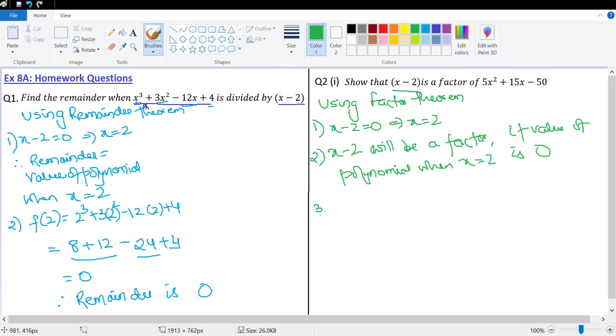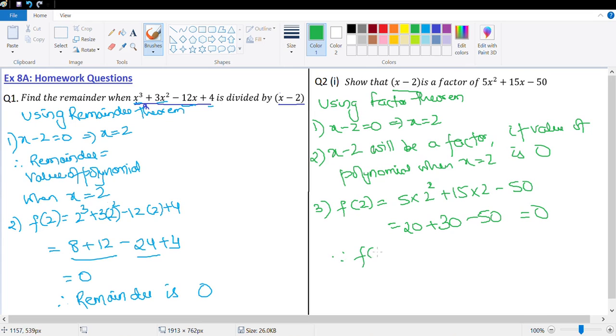So let's find the value of the polynomial when x is equal to 2. So f of 2 would be equal to 5 multiplied with 2 square plus 15 multiplied with 2 minus 50. That's 2 into 2, 4 into 5, 20 plus 30 minus 50, which is equal to 0. Since f of 2, which is equal to remainder, is equal to 0, therefore x minus 2 is a factor. Good, let's look at the next question.